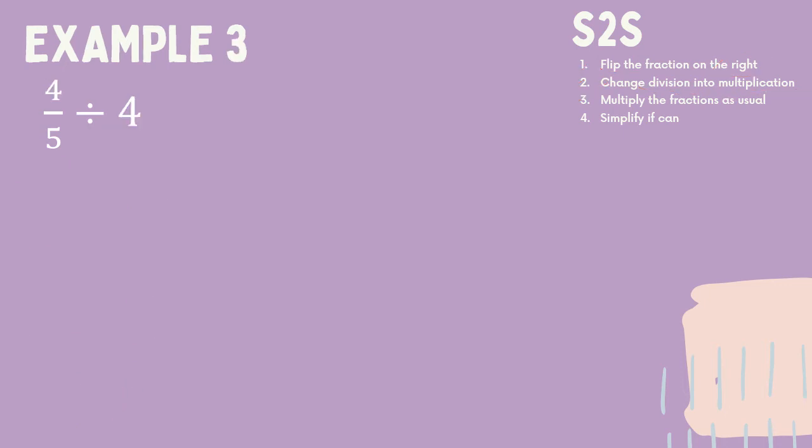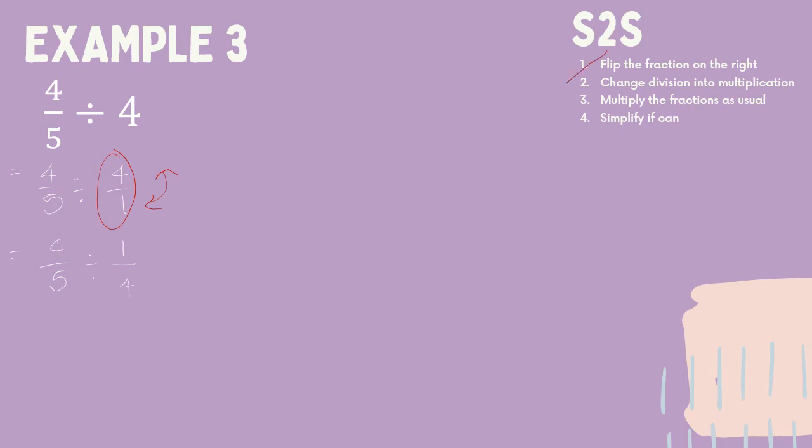Example 3, 4 out of 5 divided by 4. First thing first, change the 4 into a fraction, which is just 4 out of 1. Because 4 is a whole number, and a whole number, when you change it into a fraction, is always out of 1. So step 1, flip the fraction on the right. That is 4 out of 1, so you need to flip it. So this becomes 4 out of 5 divided by 1 out of 4. You just flip it. And that is step 1.